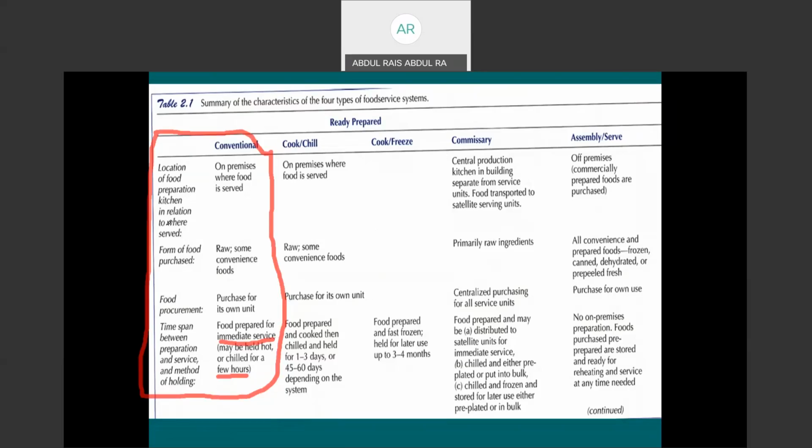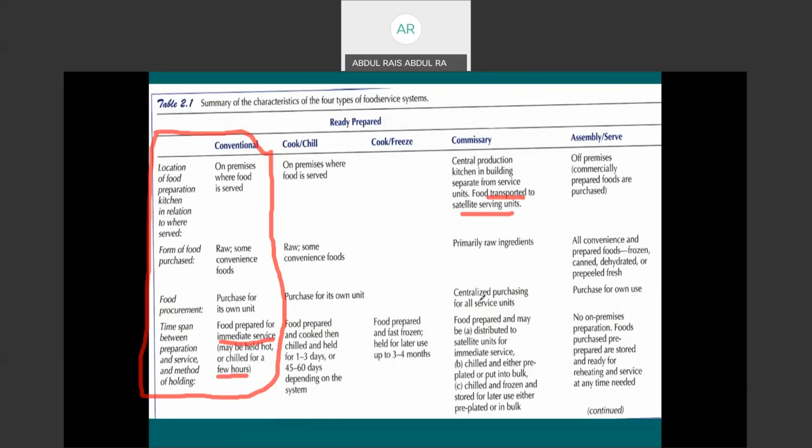As for commissary or centralized food service, look at its location: a centralized kitchen in a building separate from the service unit. Food needs to be transported to satellite serving units. Primarily commissary food service, contrary to popular belief, has to use raw ingredients because the cost of transportation is already high, so they have to minimise the cost of food preparation. So that's why they primarily target raw ingredients.